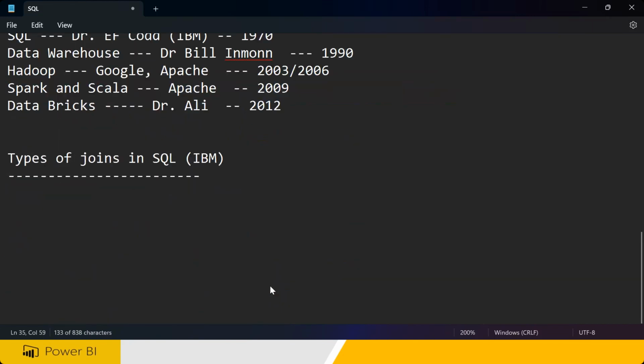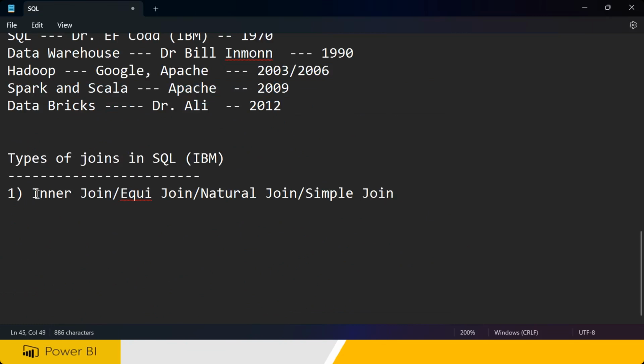Clear? Now, what are the types of joins we have? The first one is called inner join, right? It is also called equi-join, or people will call this a natural join, or it is also called a simple join. Inner join, equi-join, natural or simple join.